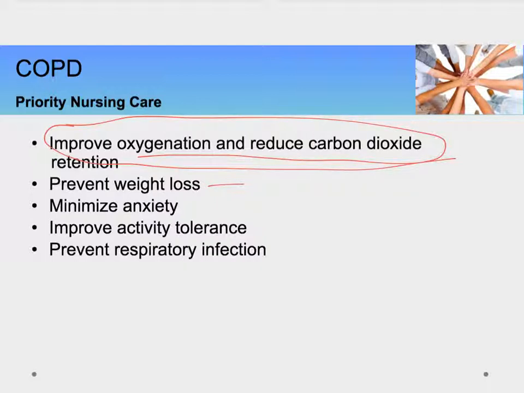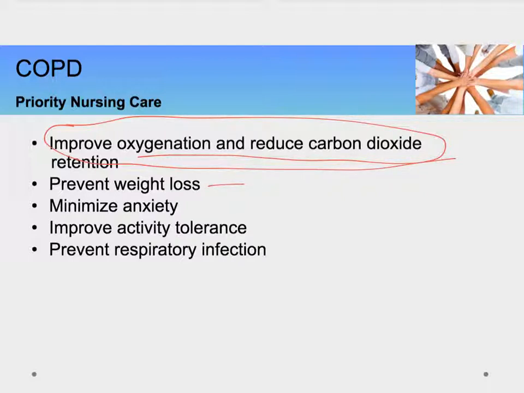Minimize anxiety. Of course, because anytime we have stress or we're anxious, it makes us breathe heavier, makes us work heavier, so we have to keep them calm. Think of all your nursing interventions to do that. A calm environment. Make sure they don't have too many visitors, especially if it's visitors that make them anxious. Kind of try to help control that.